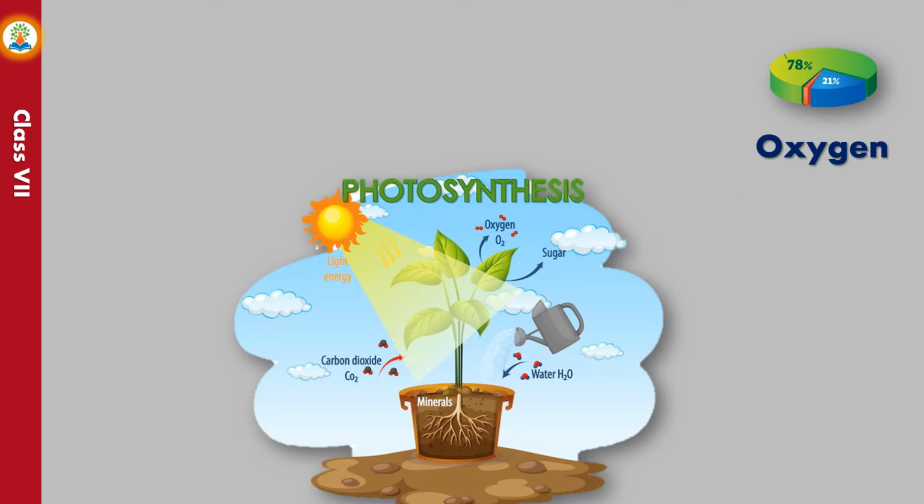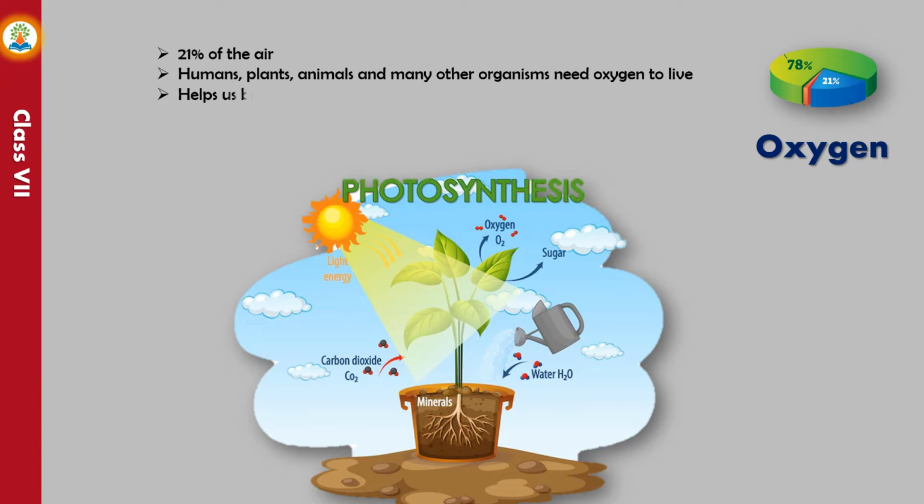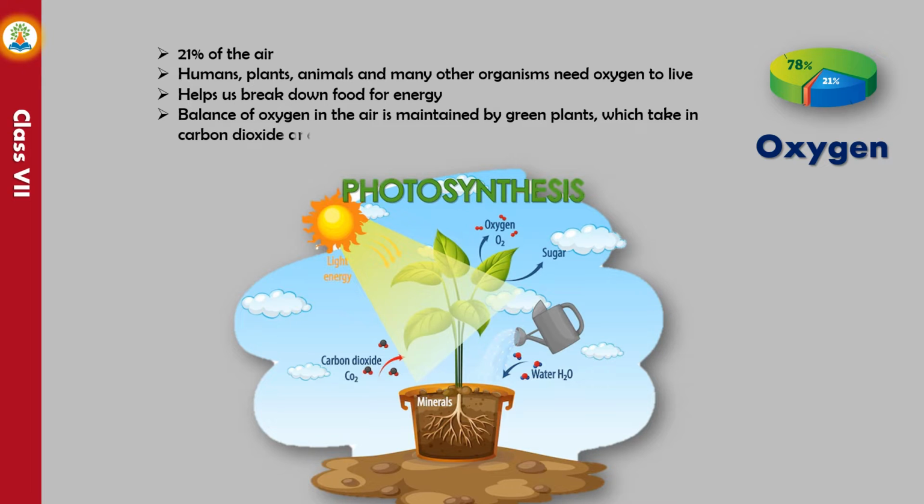Oxygen constitutes about 21% of the air. Humans, plants, animals and many other organisms need oxygen to live. Oxygen helps us break down food for energy. The balance of oxygen in the air is maintained by green plants, which take in carbon dioxide and give out oxygen during photosynthesis.